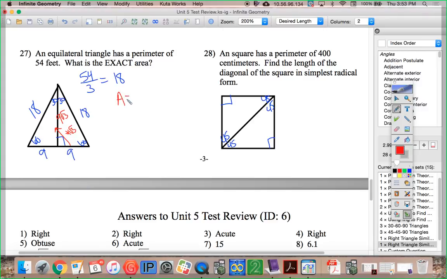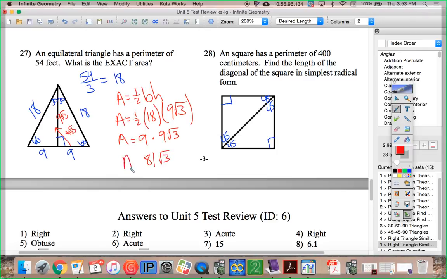So area equals 1/2 base times height. The base of this triangle is 18. You still use the whole base. The height is 9 radical 3. Now when you multiply that, I'll do this in 2 separate steps. The first thing I'm going to do is multiply 1/2 times 18, because you don't distribute like a lot of people think. Do 1/2 times 18 and get 9, and then you still have this. Then you'll multiply 9 times 9 and get 81, and the radical 3 just comes down.